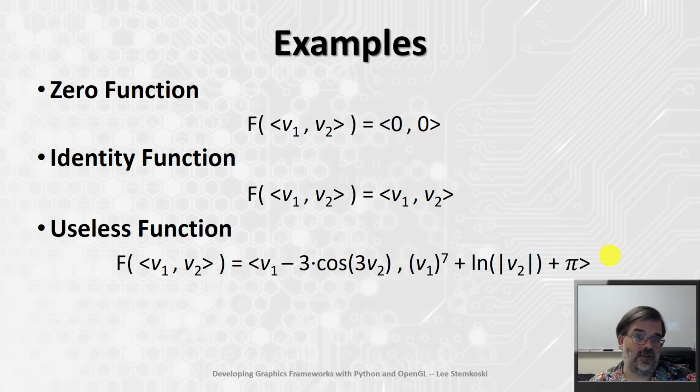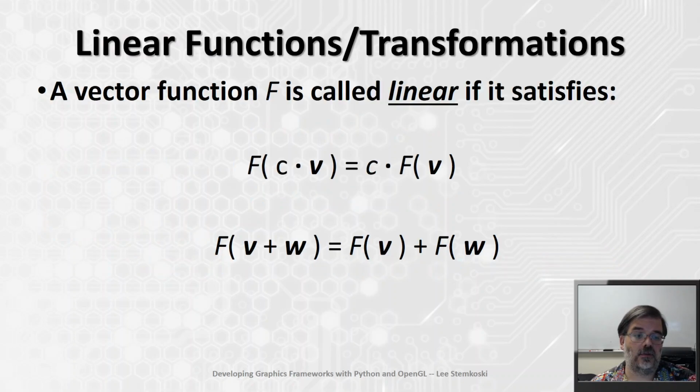A moderate vector function, which is still capable of expressing all the different geometric transformations we're going to be interested in. And it turns out those functions are going to satisfy two special properties. A vector function is called a linear function or a linear transformation if it satisfies these two properties. First, f of a scalar times a vector is equal to the scalar times f of the vector. It's almost like you can factor out scalars.